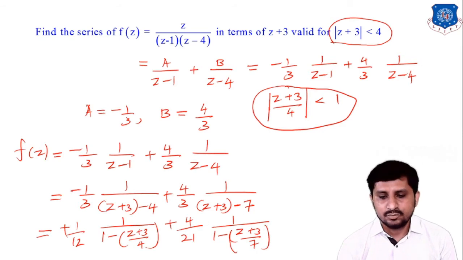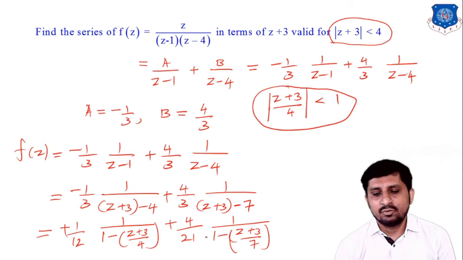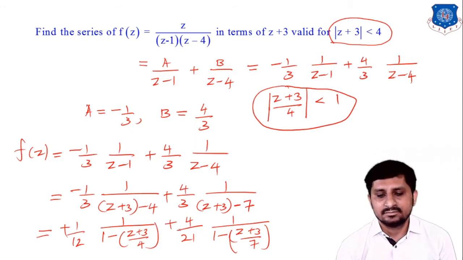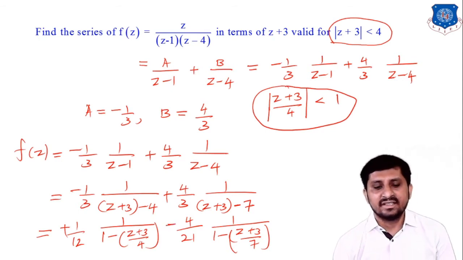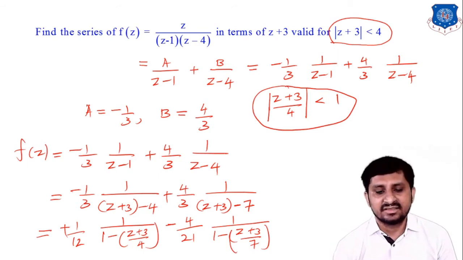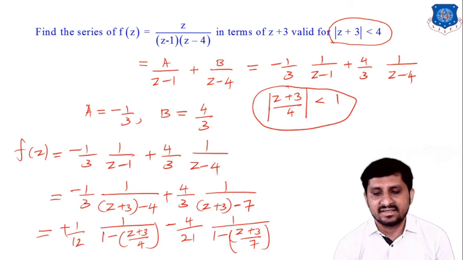So this is 4 into 21, 4 by 21, and I write here now minus. So finally, 1 by 12, 1 upon 1 minus z plus 3 by 4, minus 4 by 21, 1 upon 1 minus z plus 3 by 7.